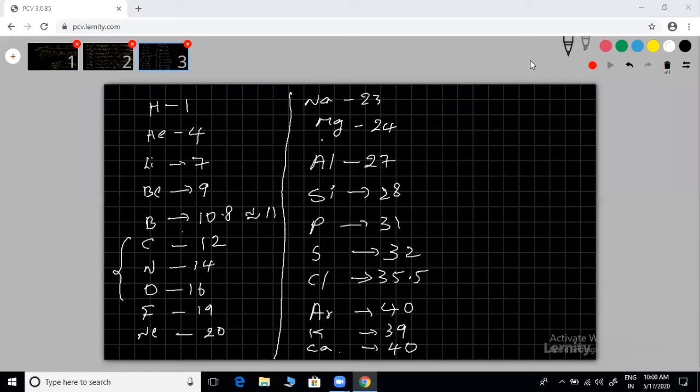Some basic concepts. This chapter's name is Some Basic Concepts of Chemistry. No, we have to arrange like this only, according to atomic numbers. We need to arrange according to atomic numbers, not mass numbers. So these are in order of atomic numbers. We have to follow the same thing. We can't arrange according to mass number. Clear? And try to remember all these things and try to interact wholeheartedly.